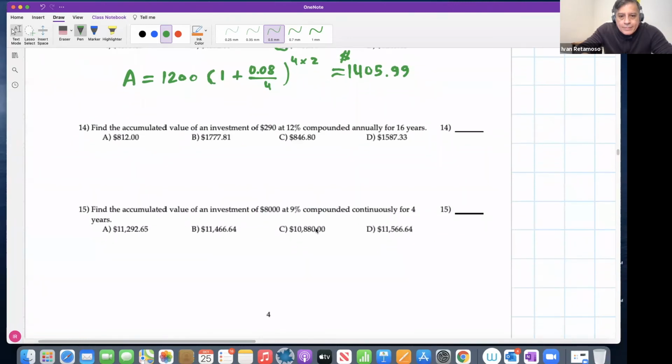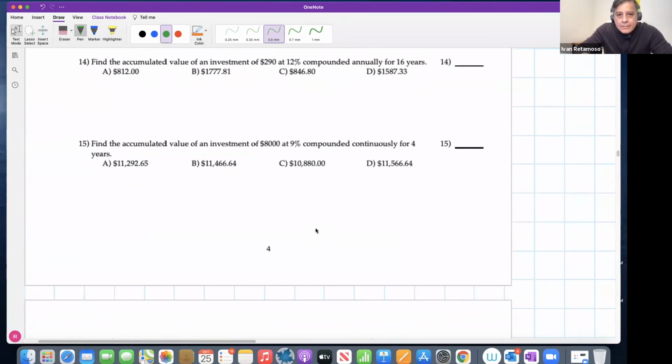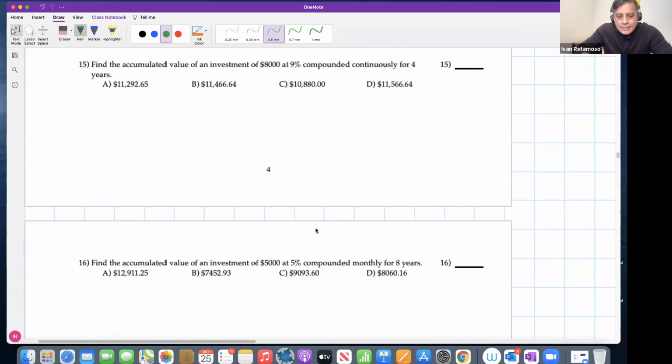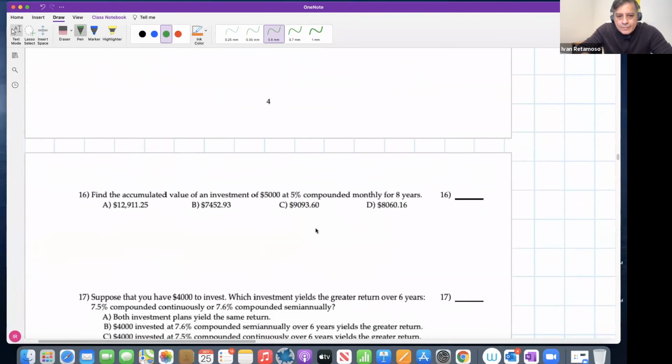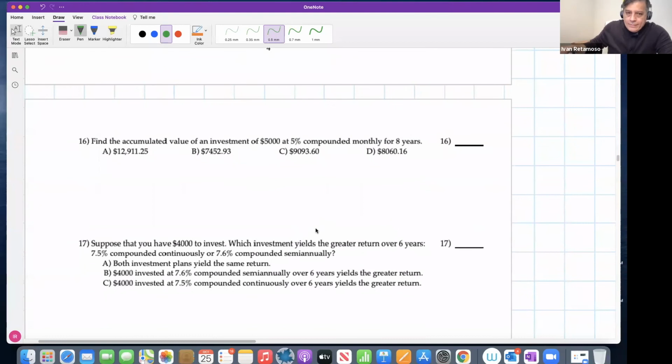And then I will explain to you how to do it, what was the case for continuously compounded. Okay, so try to do this now. Can you try it? Find the accumulated value of an investment of $5,000 at 5% compounded monthly for 8 years. Yeah, and then I will give you the formula.